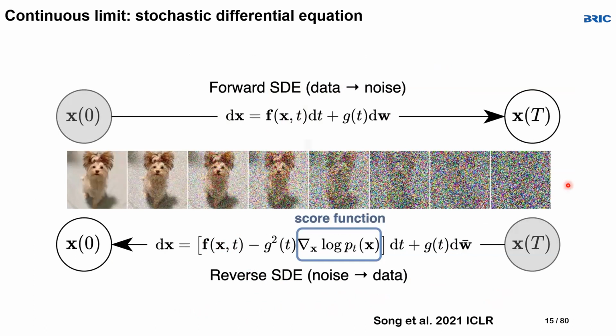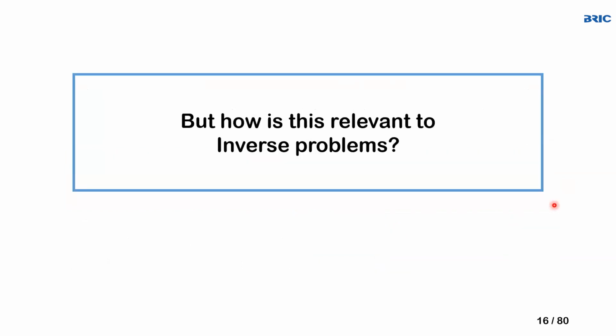Interestingly, in the continuous limit, this annealing process can be described with the noising forward stochastic differential equation and the generative reverse stochastic differential equation, where the score function governs the drift function of the reverse SDE. So the score function really governs the denoising process, or the actual sampling process, of this generative model.